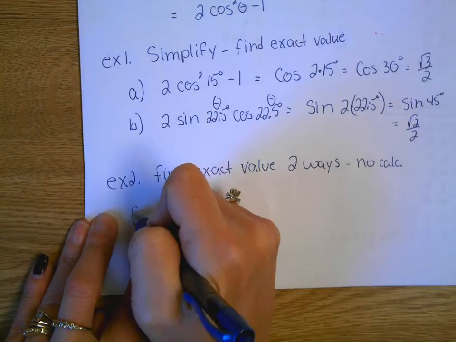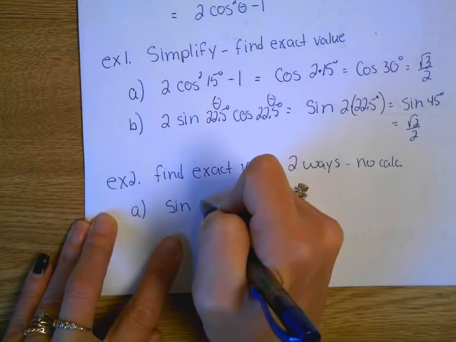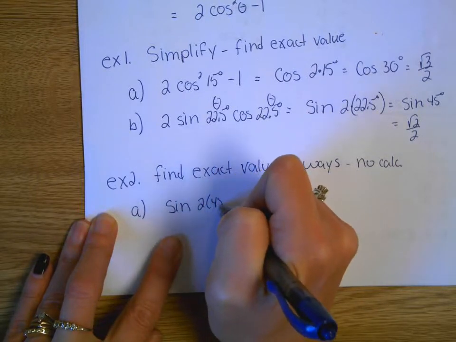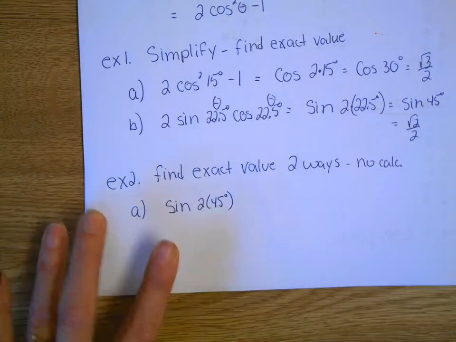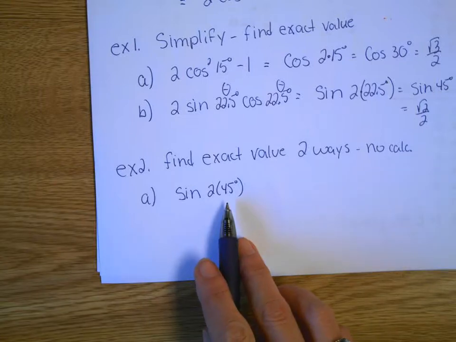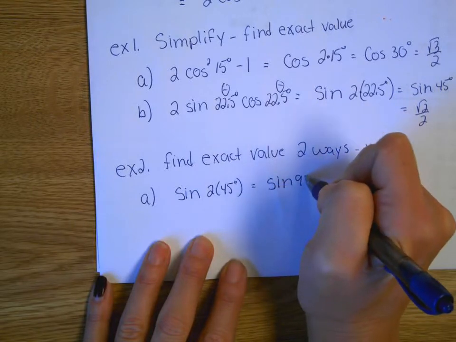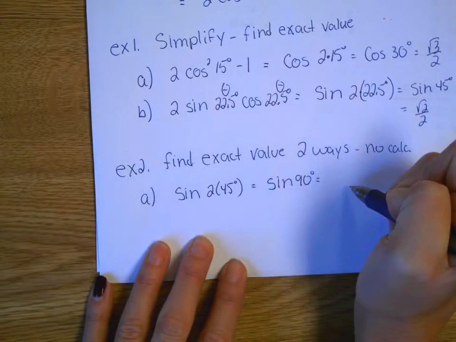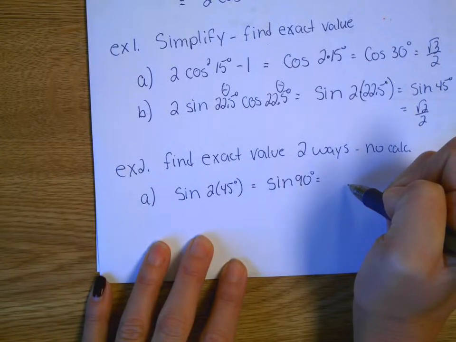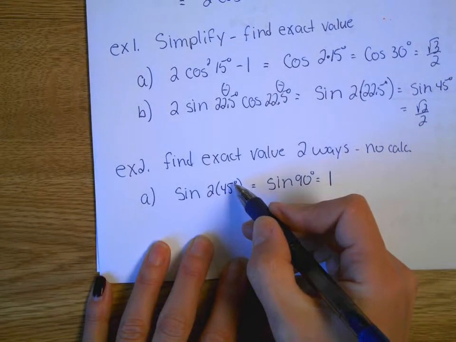Okay, so here's our first problem. I want the sine of 2 times 45 degrees. Done 2 ways. Okay, what's one way you can find this exact value? Sine of 90. Yeah, you can multiply 2 times 45. So that will give me sine of 90. What's the sine of 90? 1. Okay, you found it one way. You multiplied 2 times 45.